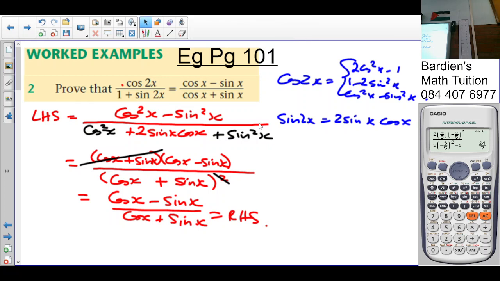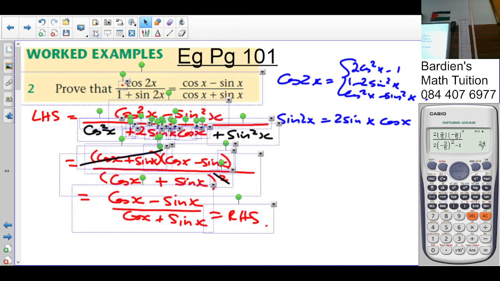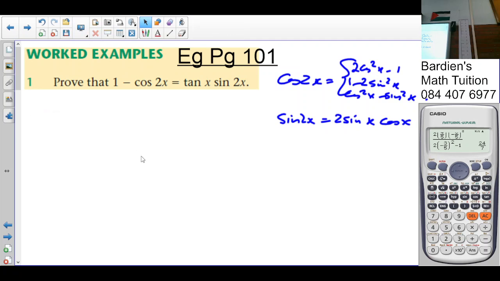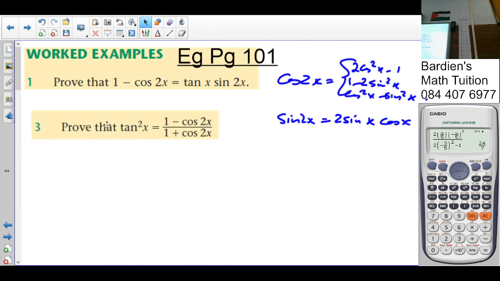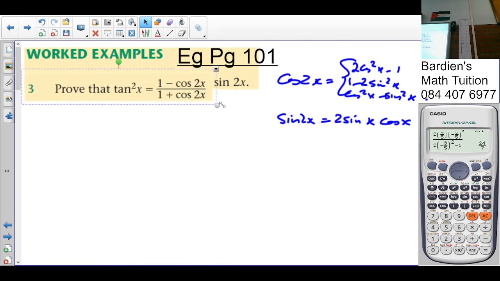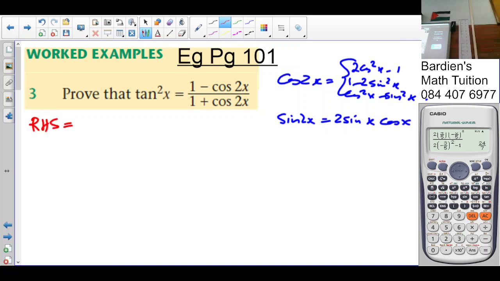Okay. Let's do the last example before we leave. People, which side do you think you're going to work with first? It looks like you're going to work with both. But which side do you think we're going to start off with? The right hand side. Okay. So what's going to happen here? Which one do you think you're going to choose here?